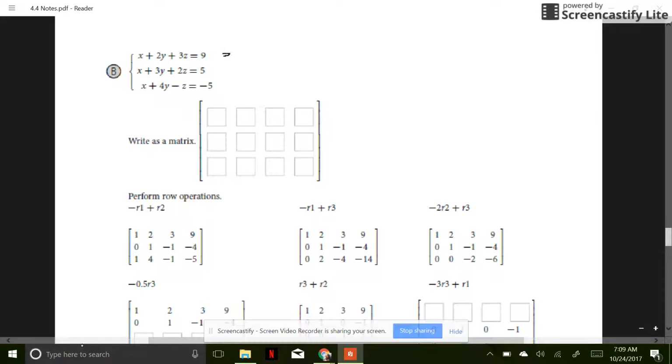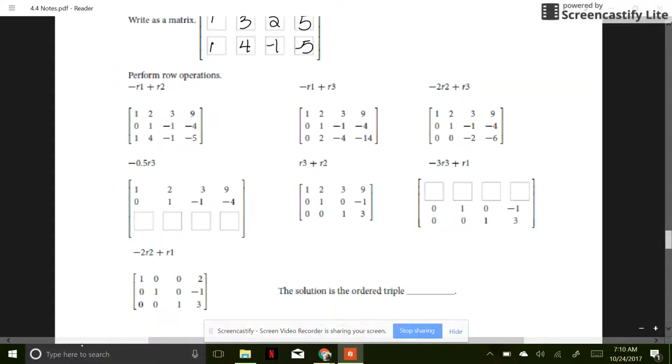So looking at the first equation, the coefficient in front of the x is 1, in front of the y is 2, in front of the z is 3, and then 9. Second equation, 1, 3, 2, 5. Third equation, 1, 4, negative 1, and then negative 5.